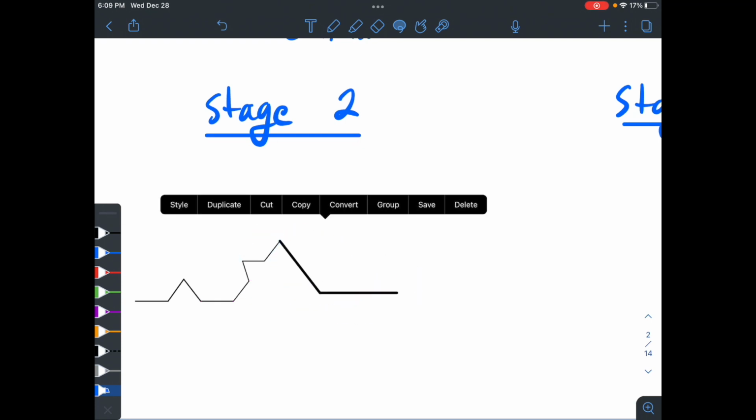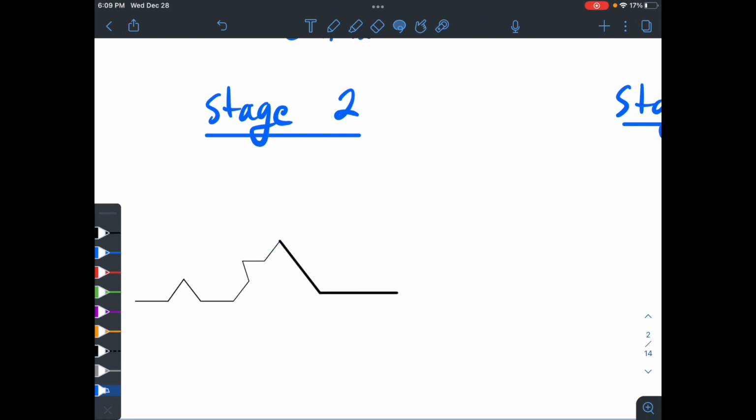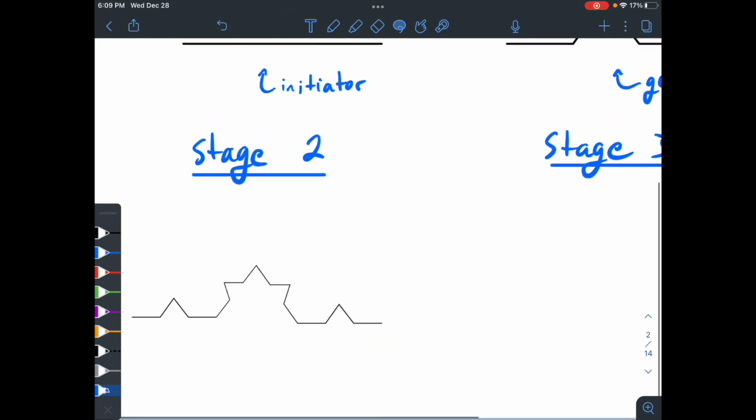So this is what we got so far. All right, let's get rid of this guy and then replace him with one of these as well. Boom. So that's what we got now. And then again, this last line segment, get rid of that, replace it with that. And so this is our stage 2.